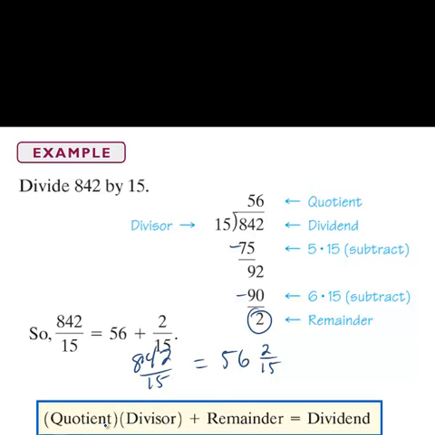So you could think about this as the quotient times the divisor plus the remainder is equal to the dividend. All right, let you look at that real quick.